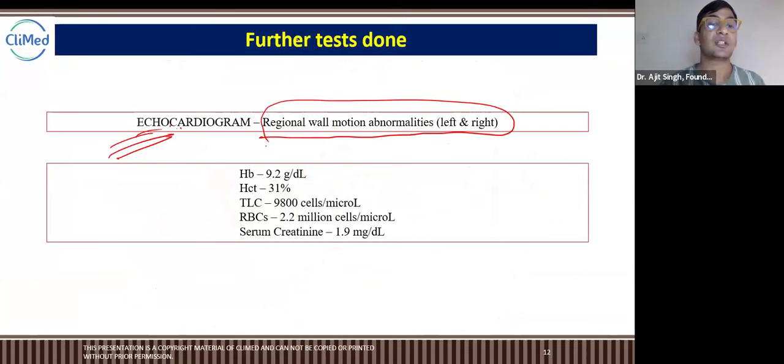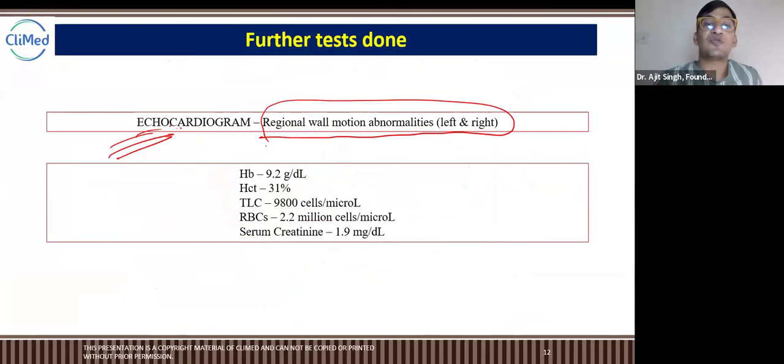Echocardiogram. This is not the angio, and this is not an electrocardiogram. This is not ECG. This is echo. We have done echo. It is showing regional wall motion abnormalities, left and right side.